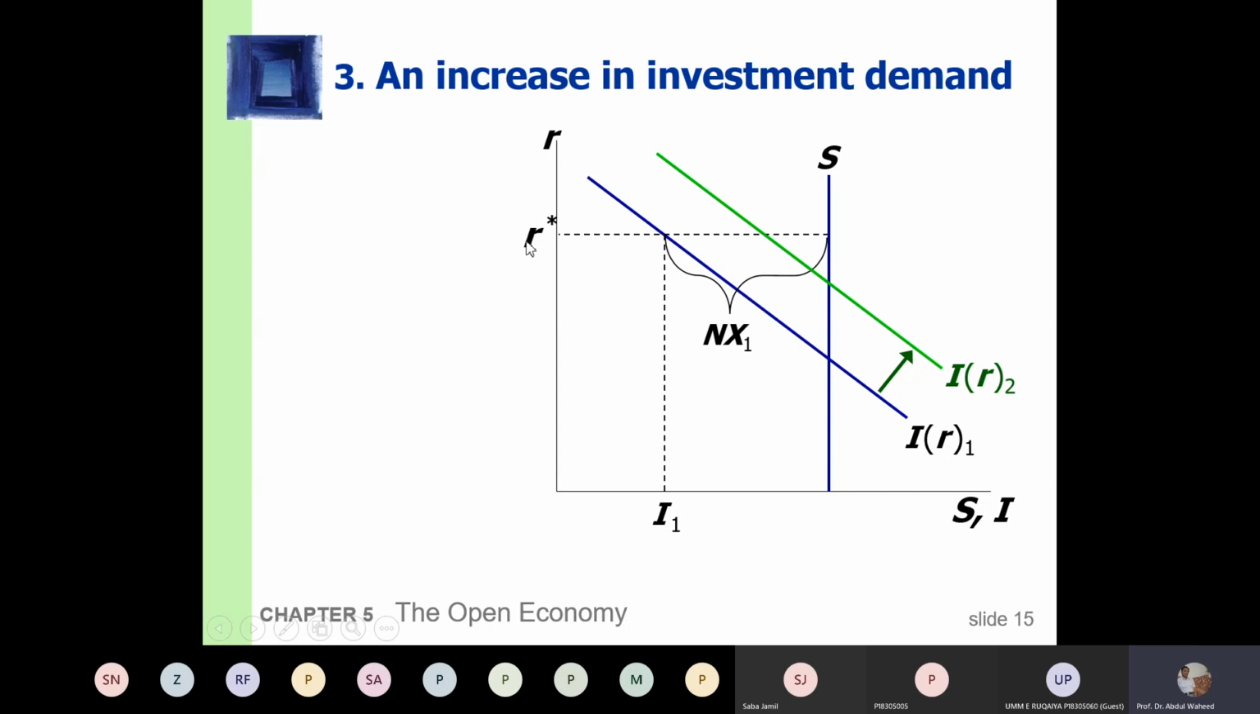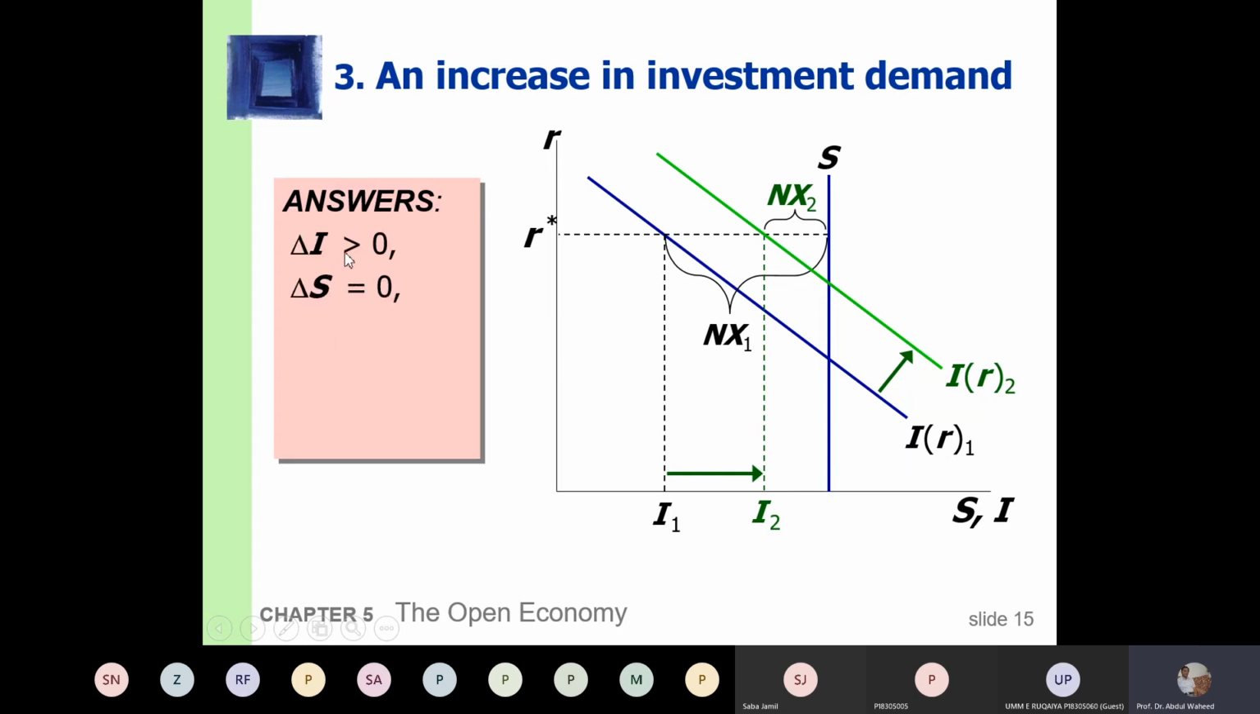So then we will see this is the world interest rate. At the world interest rate, initially this was the investment level and this is the net export. But when there is an increase in domestic investment, we can see that investment has increased from I1 to I2. Let's see what will happen to net export. This part is the net export. So there is a decrease in net export. So there will be a decrease in net lending, no? Net capital outflow.